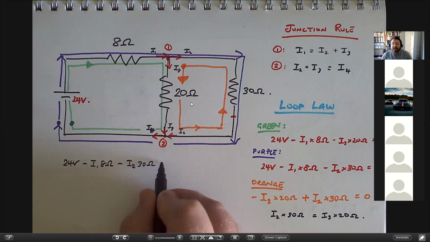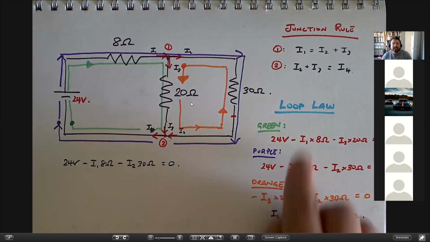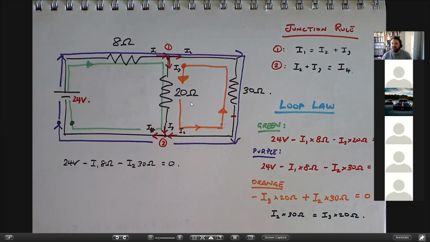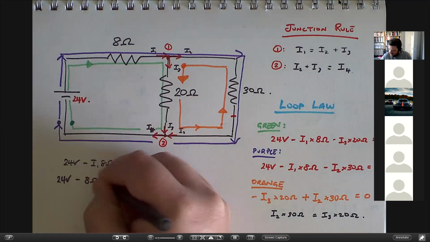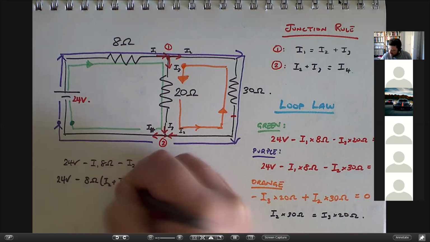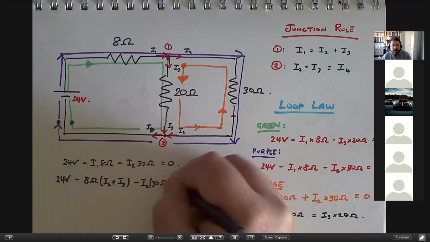Right, so the purple one now, because by using this substitution down here, the purple one and the green one are now just equivalent. And so it's as if we've only got a single resistor problem. We can also use this guy up here, right? We can say I1 is going to be equal to I2 plus I3. So we can say, okay, 24 volts minus 8 ohms (I2 plus I3) minus I2 30 ohms equals 0.